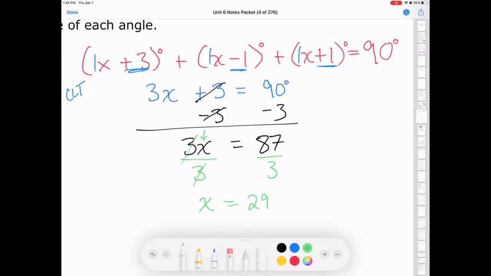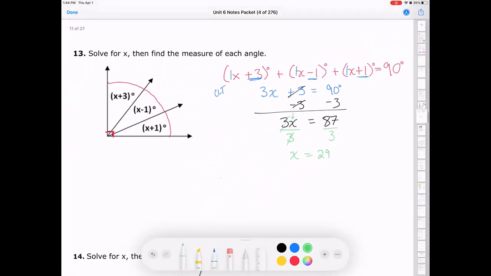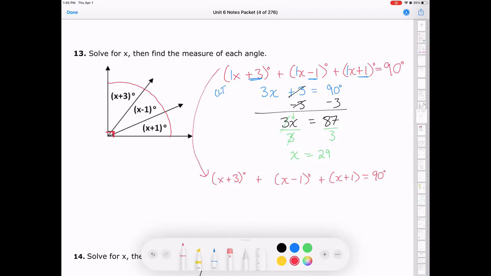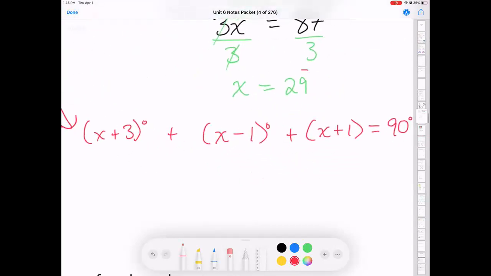Now that we have solved for x, we're going to go ahead and plug it in to our angles to figure out each one's value. So again, we have x plus 3 plus our x minus 1 plus our x plus 1. Again, this is still 90 degrees. So pretty much just rewriting that original statement. Now again, x is 29. So as a result, we're going to plug in 29 for the x value everywhere we see our x.